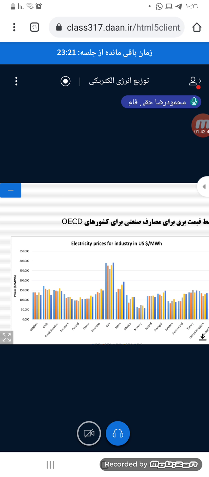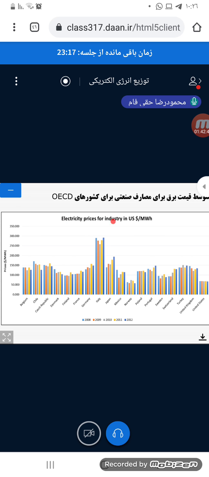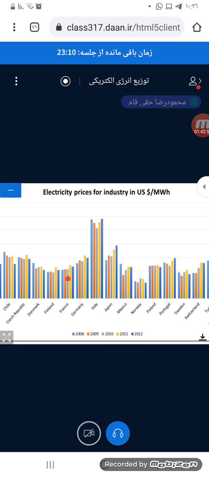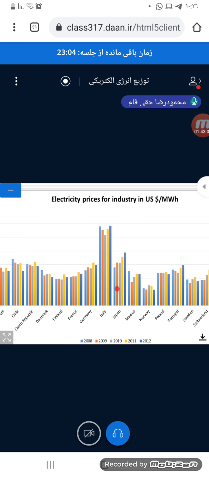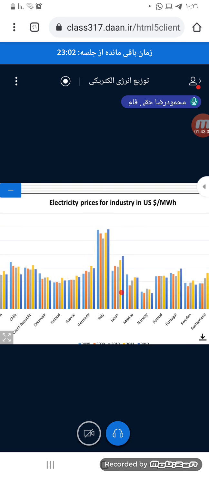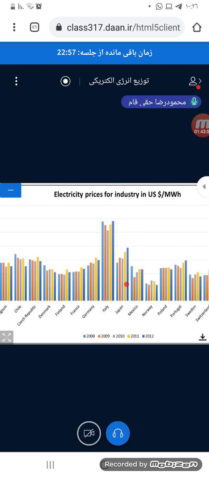In another figure, the electricity price for industry. Let's see. This is the variation of electricity prices for industries in US dollars per megawatt hour. Okay.